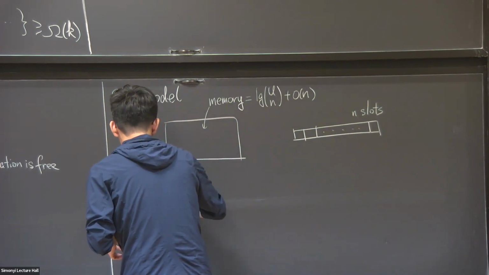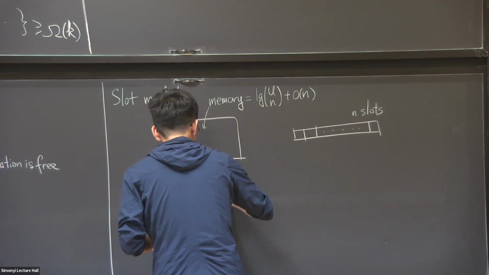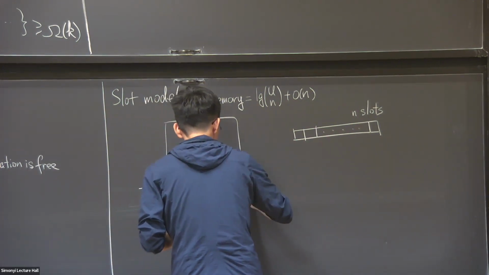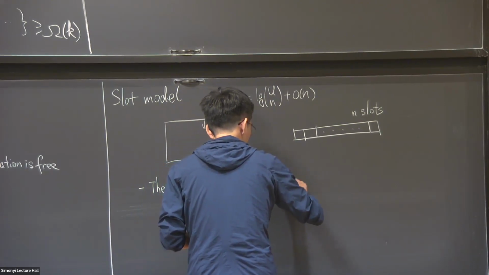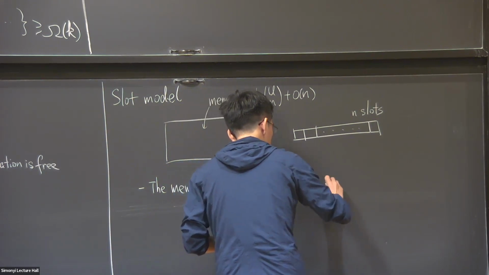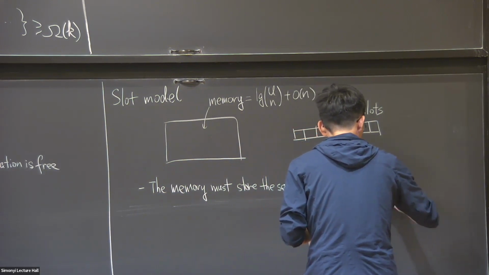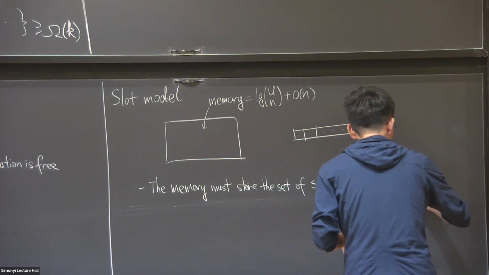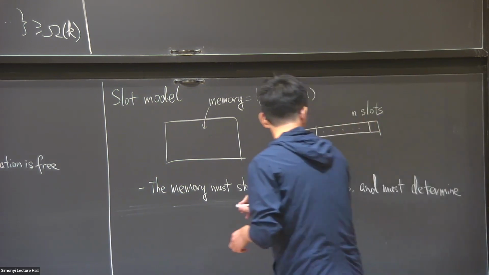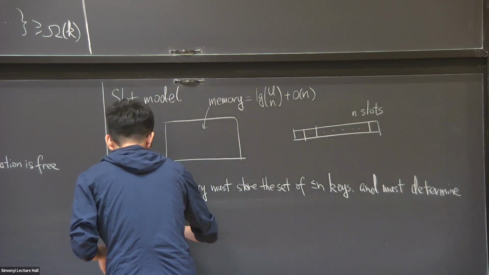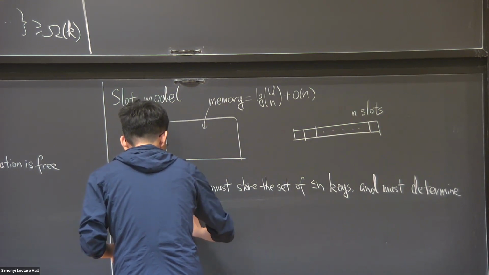So the memory must store the set of keys and must also determine, when it has n keys, a bijection to these n slots, or an injection when we currently have fewer than n keys.